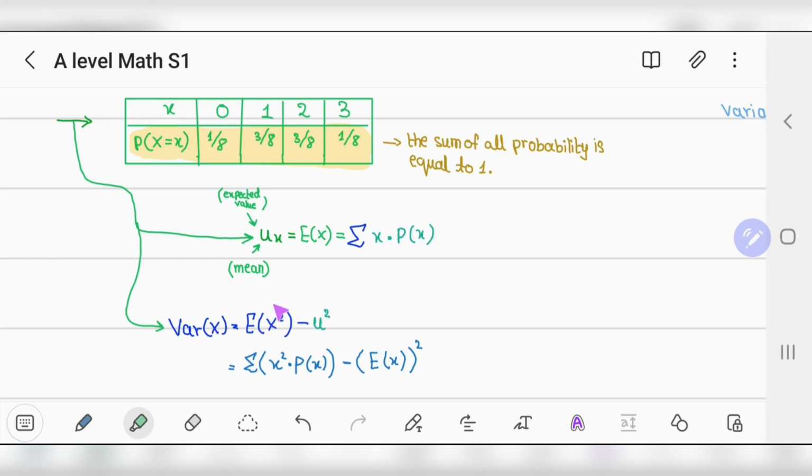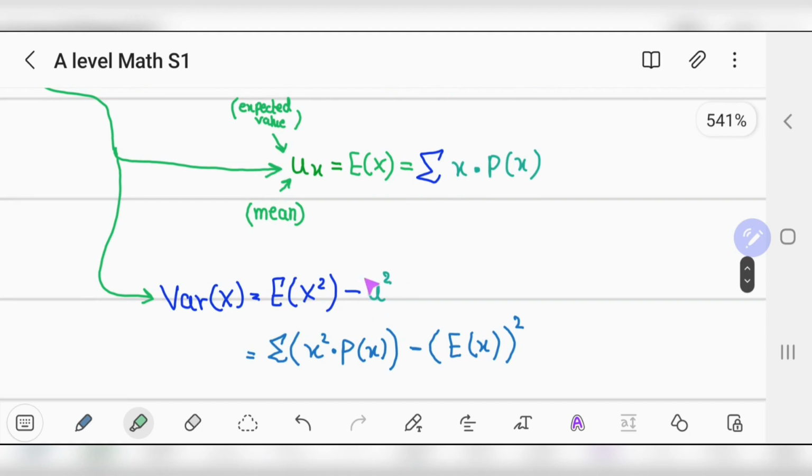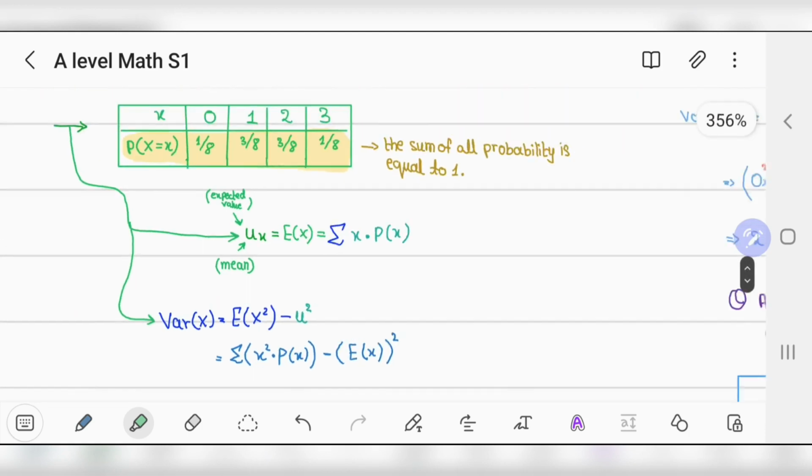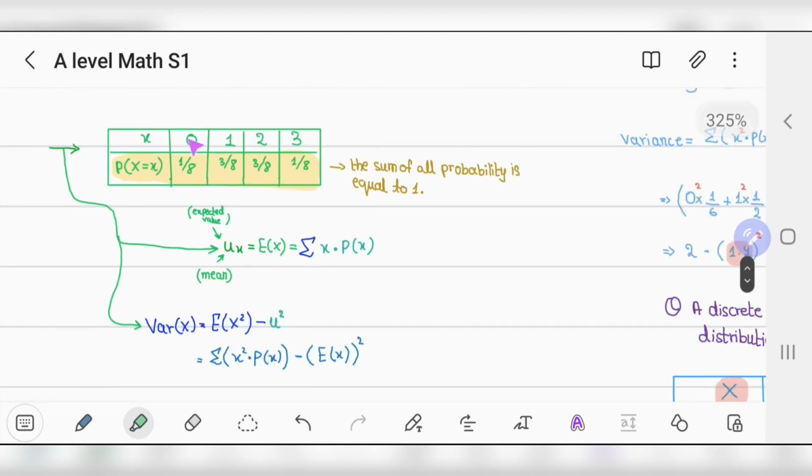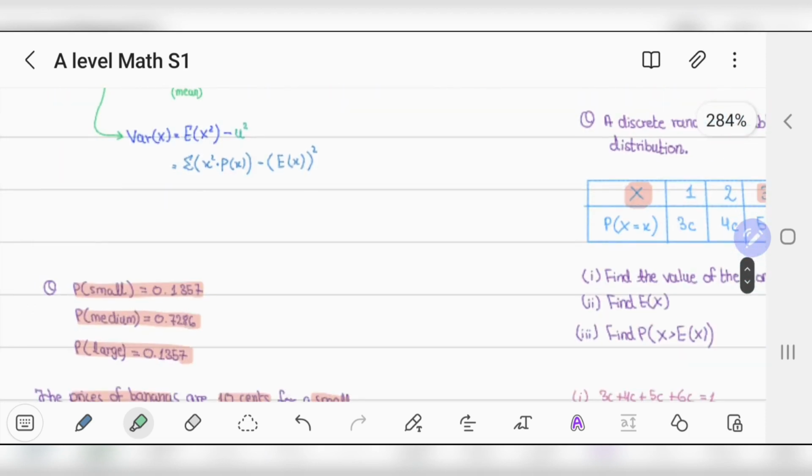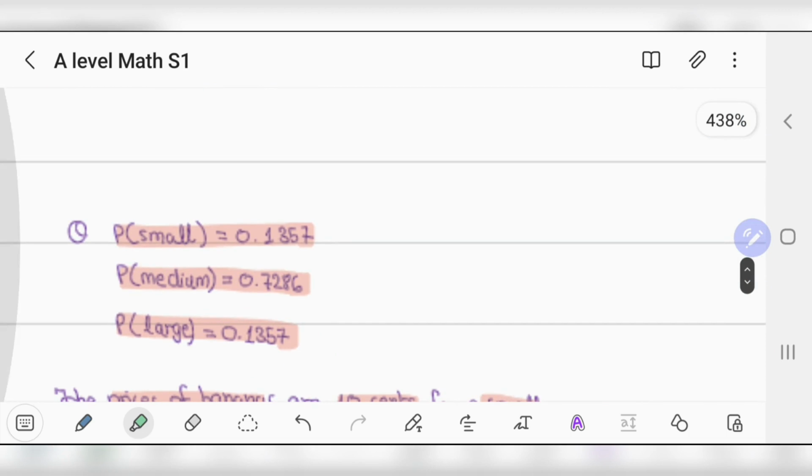Okay, so this is the mean. This is also the mean, but inside you are putting a square. So you will square each one of them, then add this, plus this, plus this, and then subtract the mean squared. So that's how you calculate the variance, and that's it. Let's move on to the question.